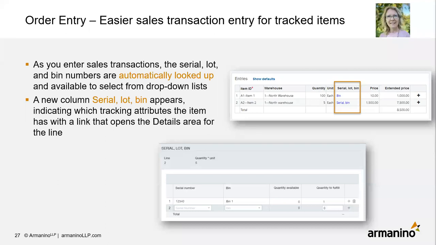Easier sales transaction entry for tracked items. If you're using serial, lot, and bin, you can see that there is a drill down now on those transaction rows where you can go in and look up available quantities for different types of bins, serial and bin, depending on what you've got set up. This, of course, is totally based on what you have set up in the background as to what you're going to be able to do drill down on. And then you'll see the screenshot below. There, it actually shows you quantity available, quantity to fill, gives you that information right within the transaction.